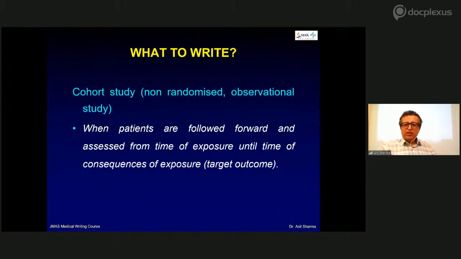Then comes the cohort study, which is a non-randomized observational study yet again. Now, when we talk about a cohort, this means patients that have a certain similar characteristic. So a cohort study can happen when you have patients that are followed forward and assessed from the time of exposure until the time of consequences of exposure. And I'll tell you what I mean.